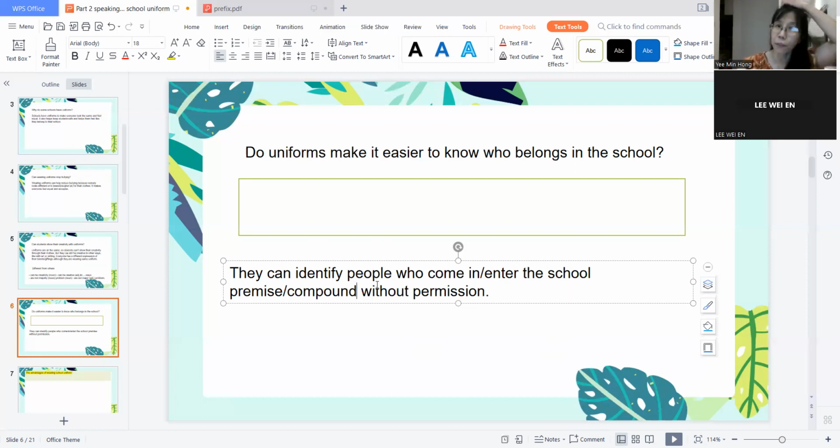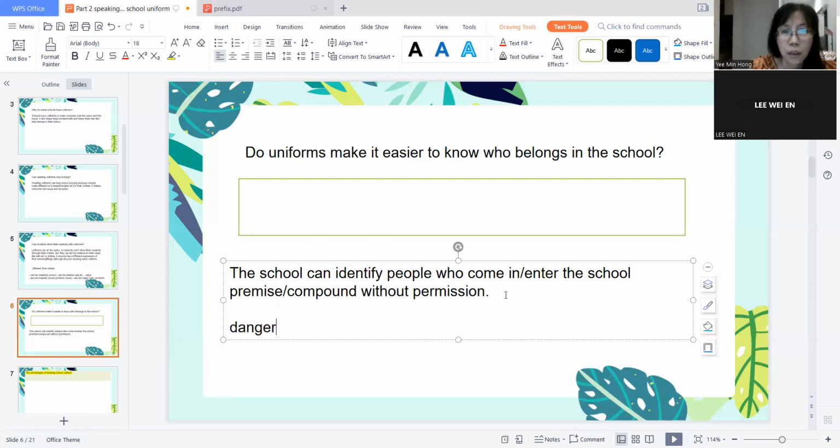They can identify people. Uniform allows us to identify. Instead of saying they can identify, this they means the school, right? The school can identify people, the school, okay? All right, good. Another one, how do you pronounce this word?